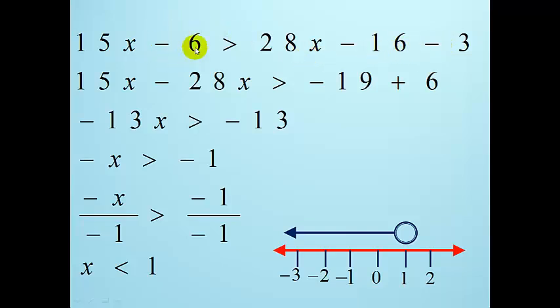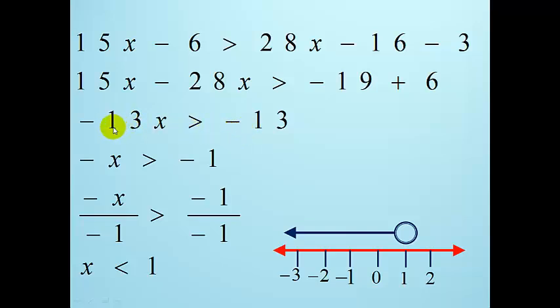Now, minus 6 on the left hand side becomes plus 6 on the right hand side. That is because we are solving for x. We group the terms with x on the left hand side, and we group the constants on the right hand side. Minus 16 minus 3 is minus 19, and minus 6 becomes plus 6. Now 15x minus 28x gives us minus 13x, and this is greater than minus 19 plus 6, which is minus 13. So we have -13x > -13.